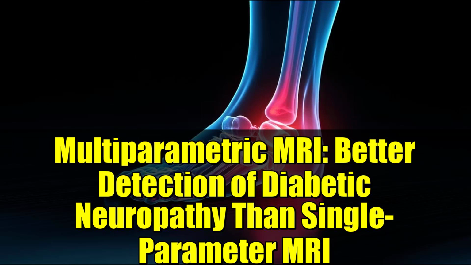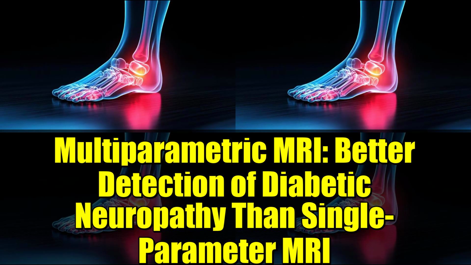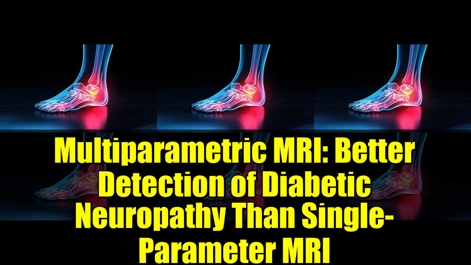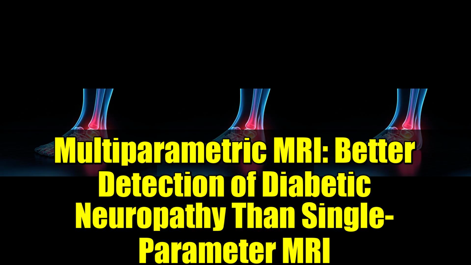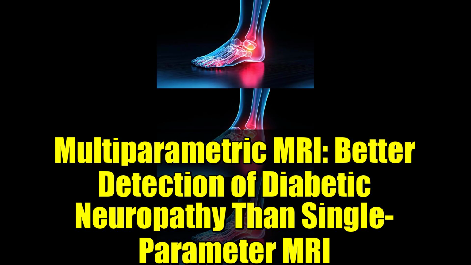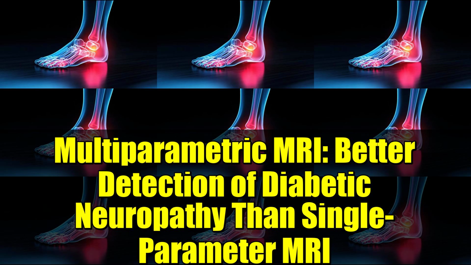Imagine a world where we could detect a debilitating complication of diabetes earlier and more accurately, without causing patients unnecessary pain. That's the promise of a groundbreaking study presented at the RSNA meeting, which reveals a game-changing approach to diagnosing diabetic peripheral neuropathy. This condition, affecting up to half of all type 2 diabetics, often goes undetected until it's too late, leading to severe nerve damage and a diminished quality of life.